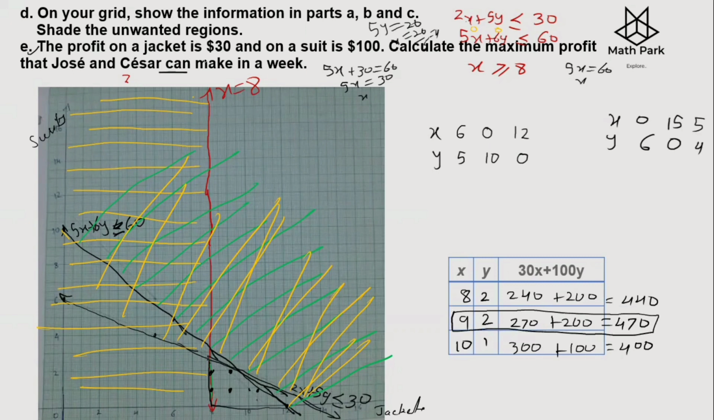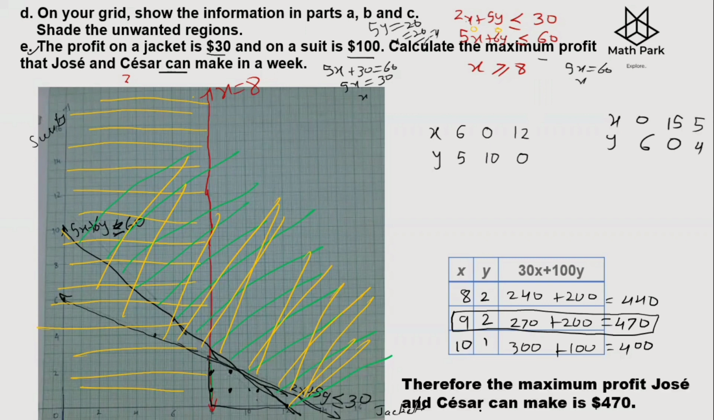So the profit on jacket is $30 each, on suit it is $100. The maximum profit Joe and Caesar can make in a week is at this point 9, 2. Okay. So this is how the maximum profit Joe and Caesar can make is $470.